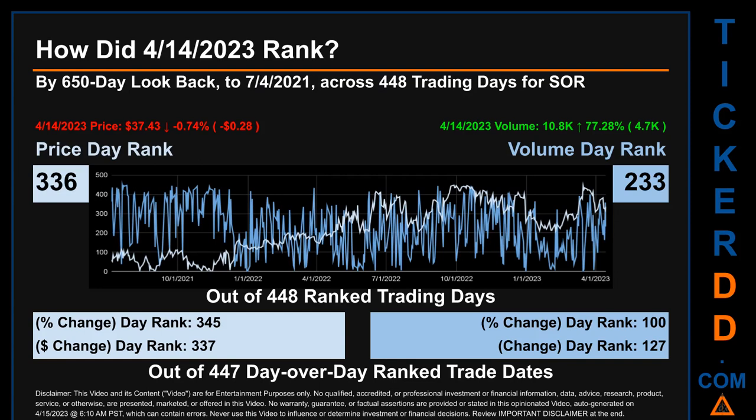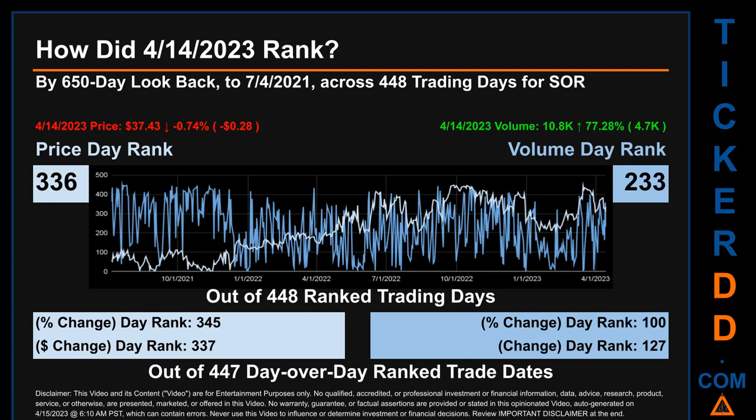How did April 14, 2023 rank for SOR? By 650 calendar day look back to the 4th of July 2021, across 448 trading days, of which April 14, 2023 price ranked 336 while its volume ranked 233. Each of the 448 trading days were ranked amongst themselves by highest end-of-day price and volume, with a rank of 1 being the highest and 448 being the lowest ranked day.